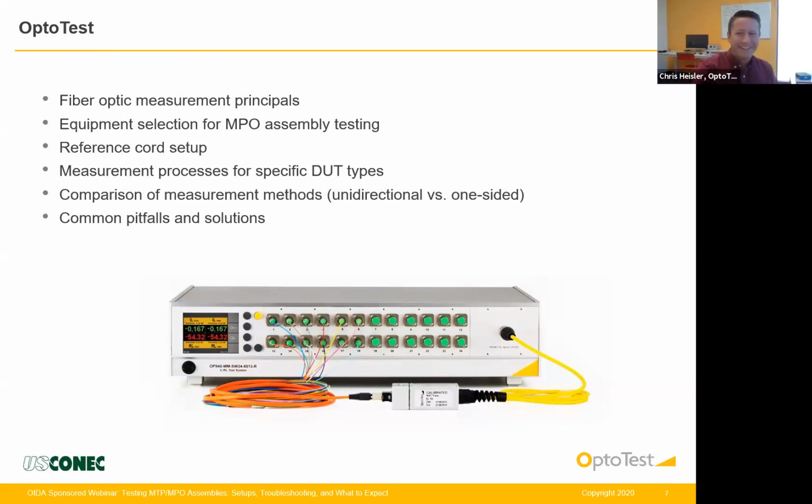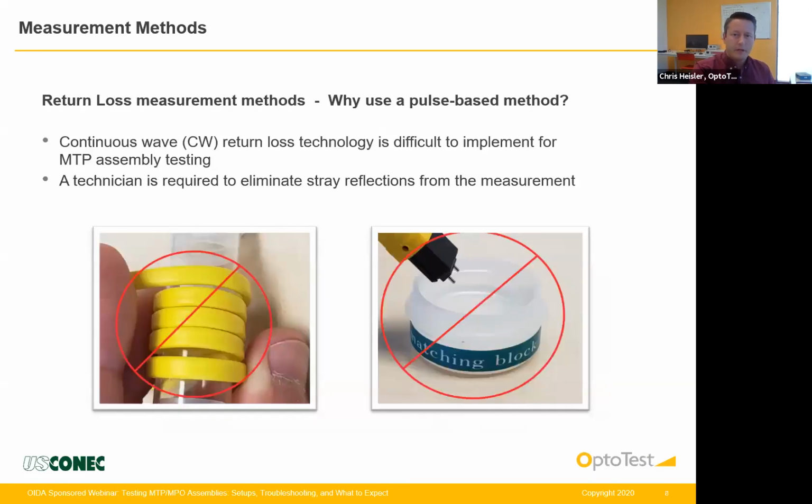I am. All right. So in this presentation, we'll be discussing fiber optic measurement principles, equipment selection for MPO assembly testing, reference cord setup, measurement processes for specific DUT types, comparison of measurement methods, unidirectional versus one-sided, common pitfalls and solutions to those. There are two main methods to measure return loss on cabling assemblies. These are the CW method and an OTDR pulse-based method.